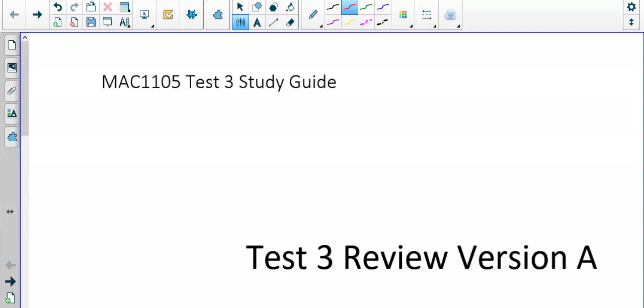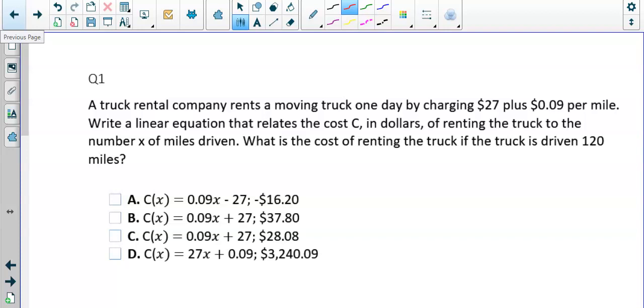Okay, so let's start going through these and let's talk about where everything's coming from. A majority of it is coming from 4.3. Okay, so first question. This is coming from section 4.1. This is all about linear equation word problems.